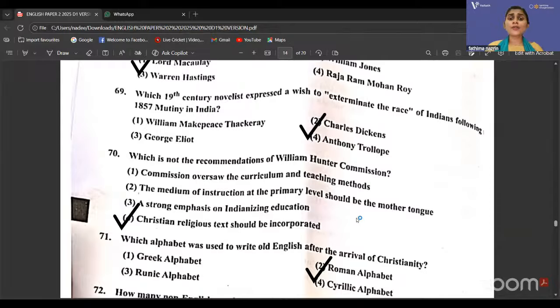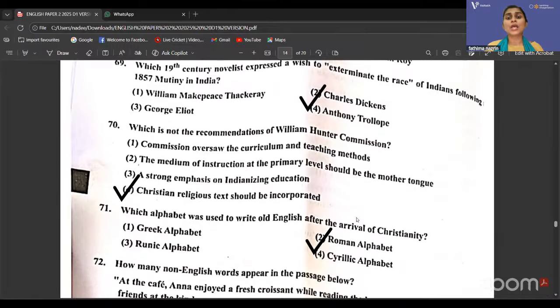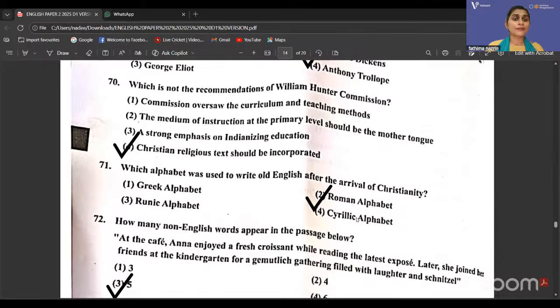Now, which is not the recommendation of William Hunter Commission? The first option is commission oversaw the curriculum and teaching method. This is right. The medium of instruction at the primary level should be the mother tongue. Again, that is right. A strong emphasis on Indianizing education. Again, that is right. Christian religious text should be incorporated. Now, that is the wrong answer. So, that is not a recommendation by William Hunter Commission. So, that becomes the answer of question number 70.